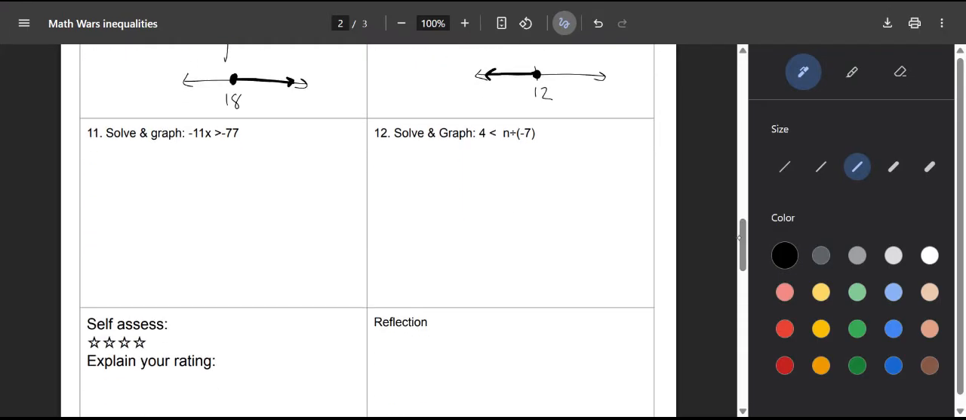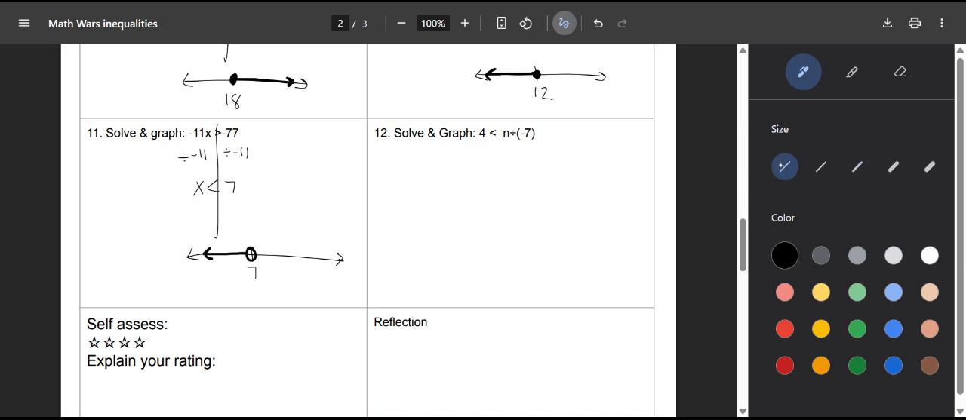So your job is to do number 11. Solve that out, press pause, solve it out, graph it, come back and check your work. Okay, we're back with the solution. Remember to flip your inequality symbol so we get x is less than 7. So when we graph it, we leave an open circle and we shade everything to the left.